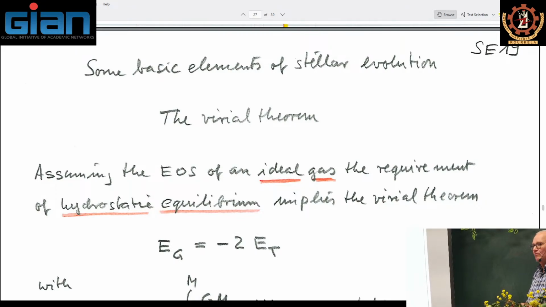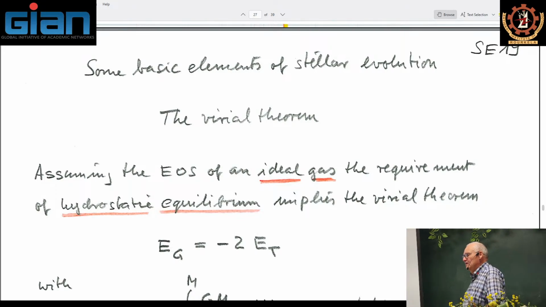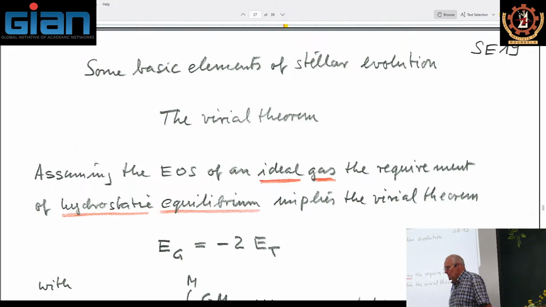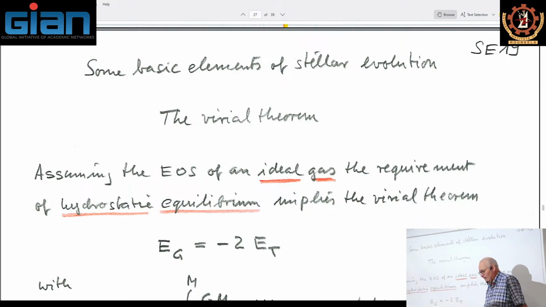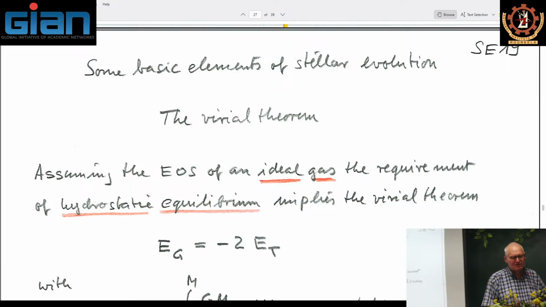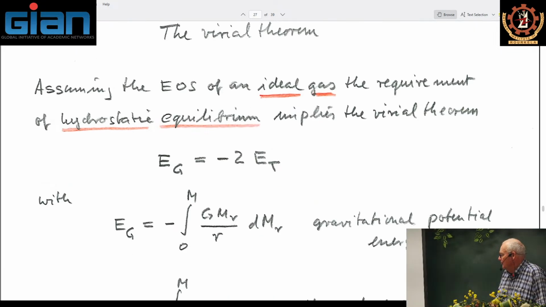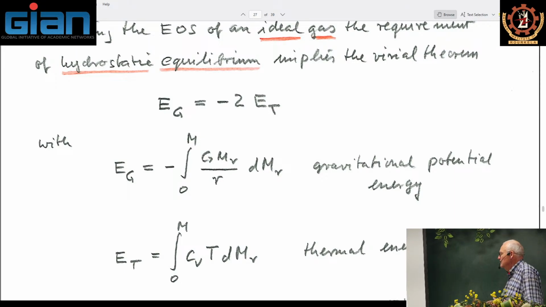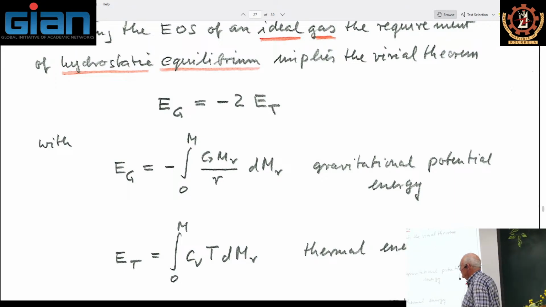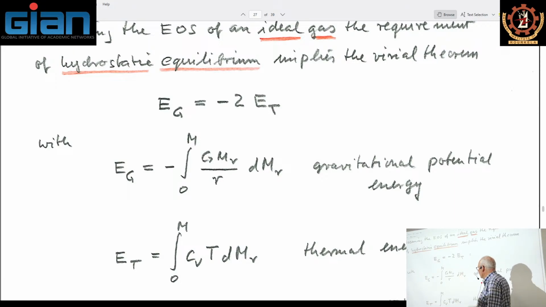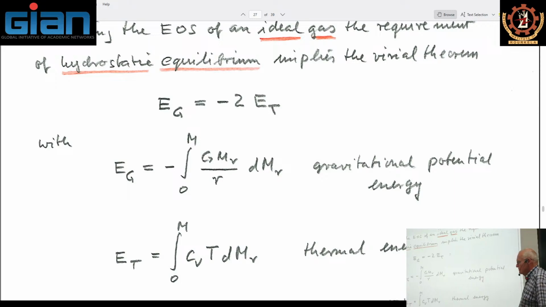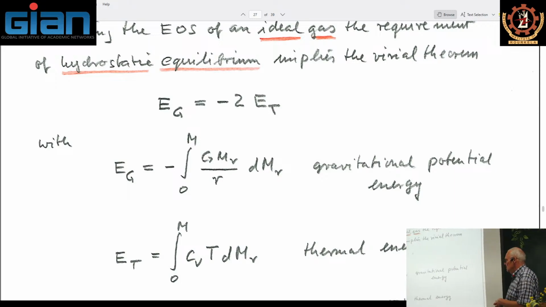The virial theorem was derived on the basis of the equation of state of an ideal gas and the requirement of hydrostatic equilibrium. And we got the result that the gravitational energy is minus 2 times the thermal energy of the star. The gravitational potential energy is given by the integral over the mass of the gravitational energy per mass, which is GM(r) over r, and the integral over the mass gives the total gravitational potential energy of the star.